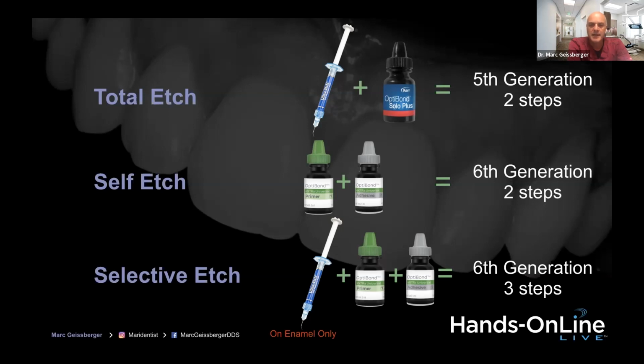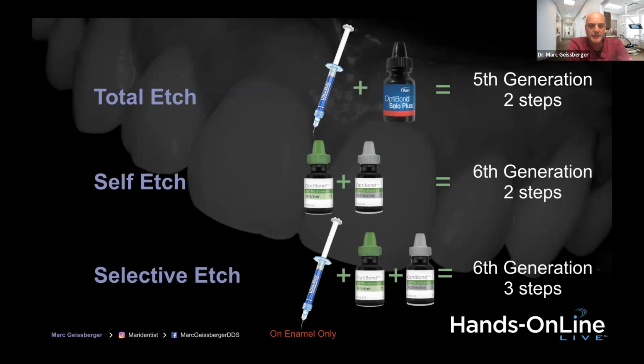What that means is I would place the etchant on the surface of the enamel only. Then I'd place the primer, the self-etching primer, on the dentin to etch the dentin differently than I etched the enamel. And then I'd take an adhesive and apply that to both of the etched surfaces. So this becomes a 3-step technique.